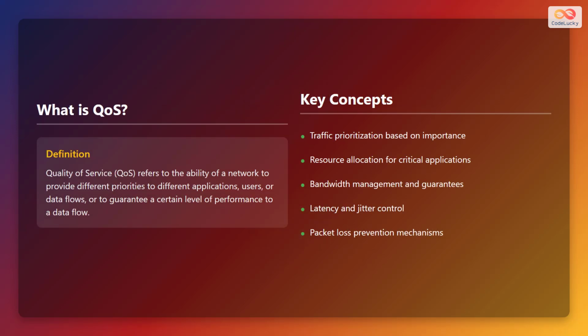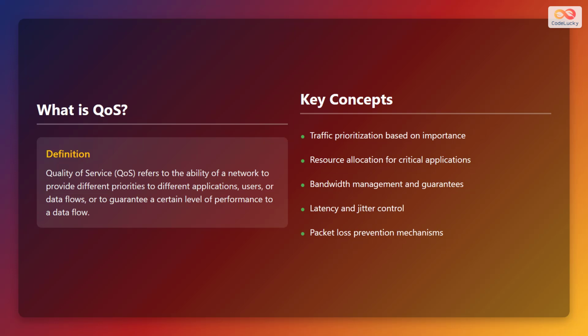So, what exactly is quality of service? Quality of service, or QoS, refers to the ability of a network to provide different priorities to different applications, users, or data flows. It guarantees a certain level of performance to a data flow.